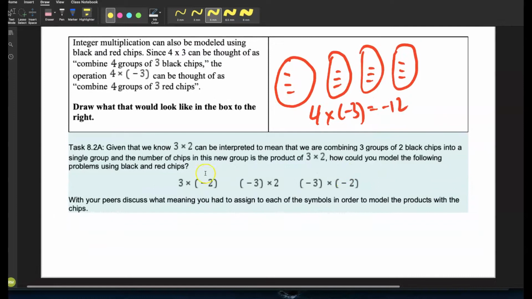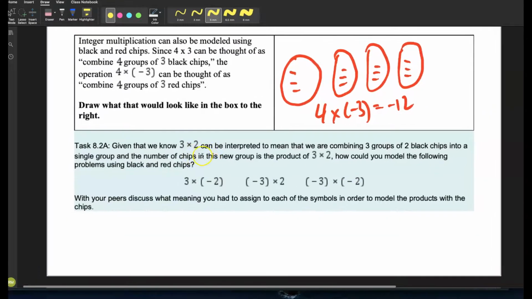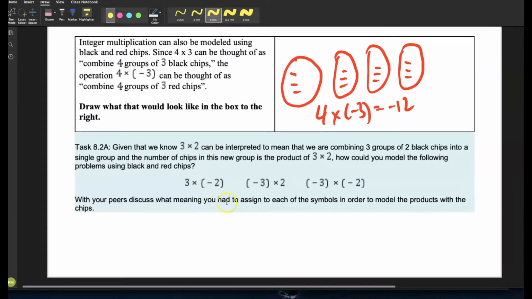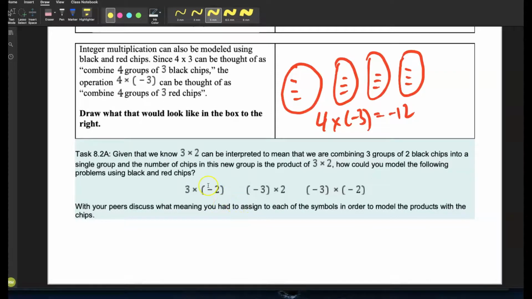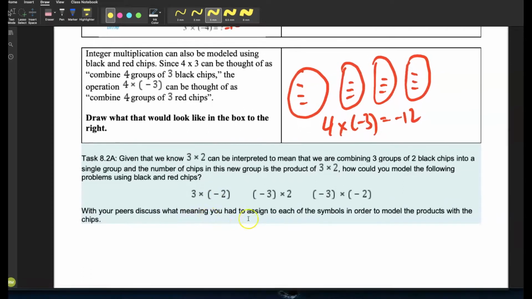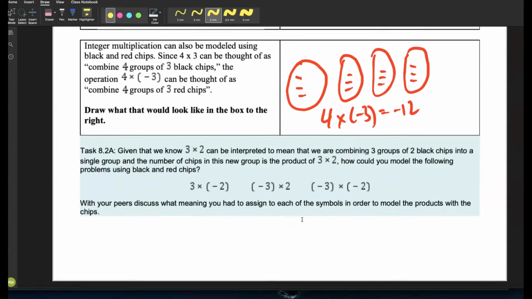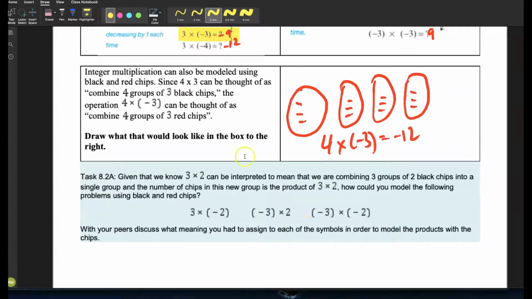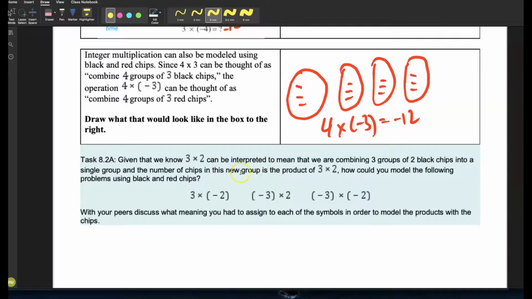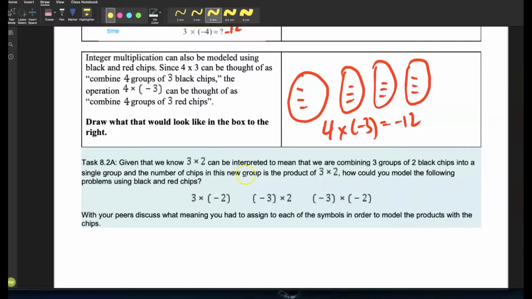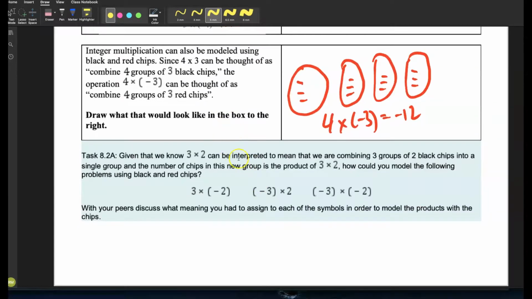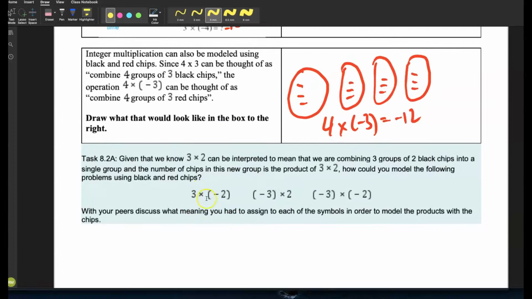If we were in class, we'd have a chance to discuss this, right? This idea of the meaning of each of these things. We would be discussing what meaning you had to assign to each of the symbols in order to model the products with the chips. And so trying to use physical tools would be what we would get a chance to do here. But I want you thinking about that. Get your chips out or go to the website that we have and play with that. What does this look like?